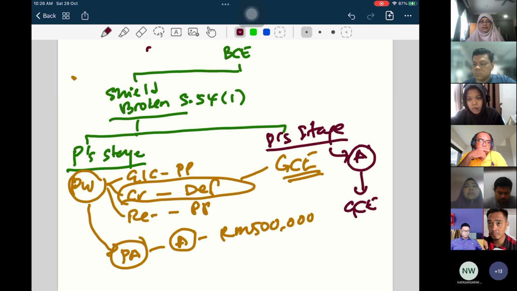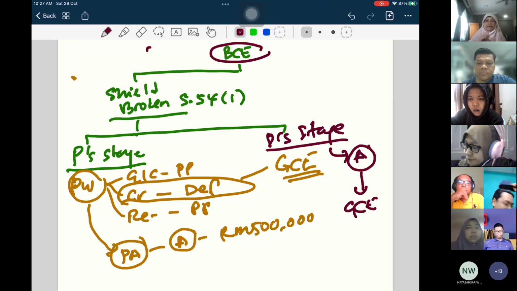So I rasa I stop dekat sini dulu. Nanti korang mengamuk kan lecturer seterusnya. Okay, next week bila I jumpa you all, kita sambung dekat section the situation where the shield is broken. Kita masuk dekat sini, okay?